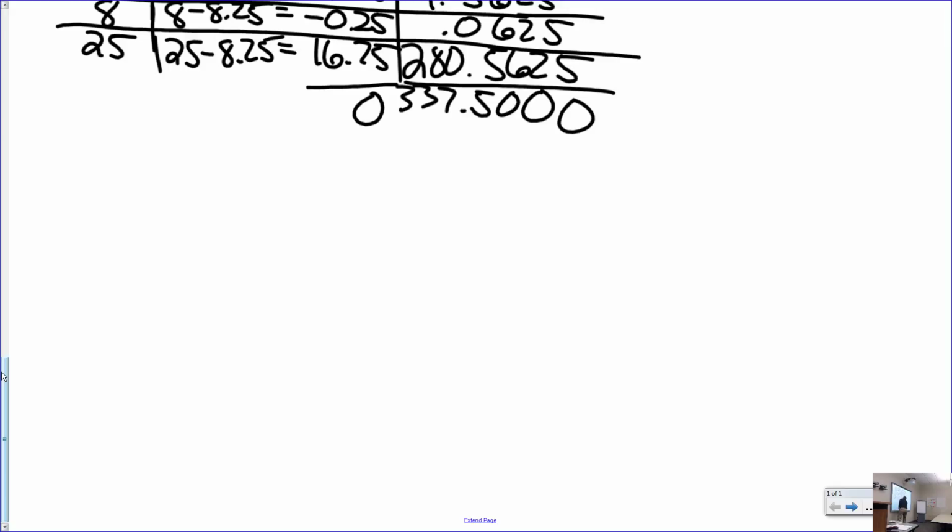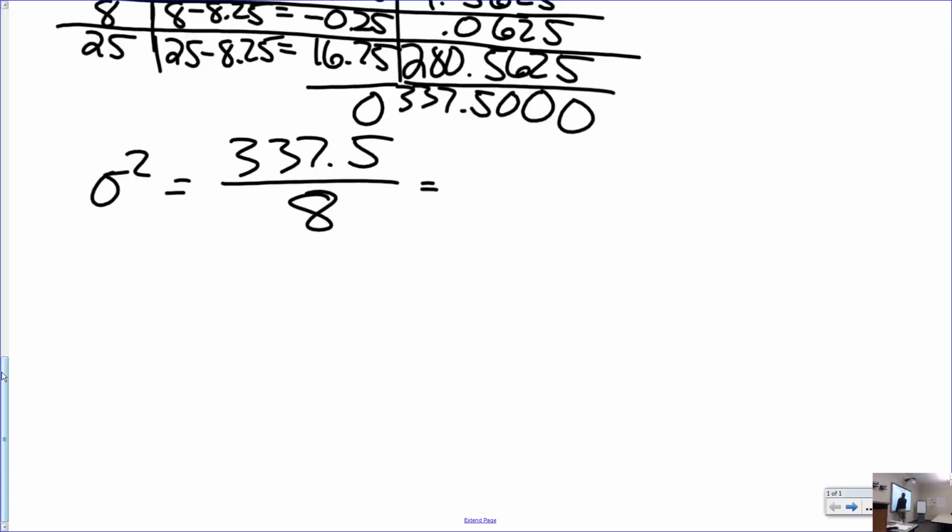All right? Now, we're not quite there, right? We want to calculate the population variance. So what am I going to do with that 337 and a half? Since it's a population, I divide by n. How many numbers were there again? 8. So 337 and a half over 8. Somebody punch that out really fast. What do you get? 42.1875. That is your population variance.